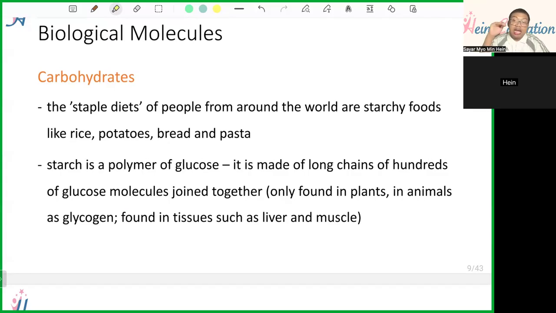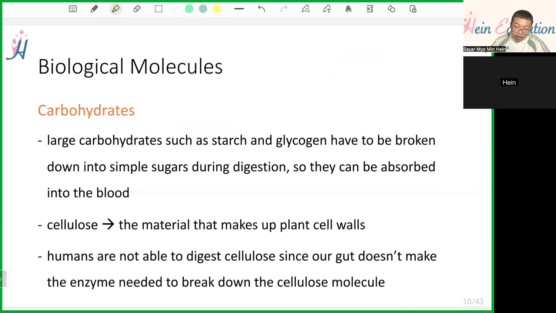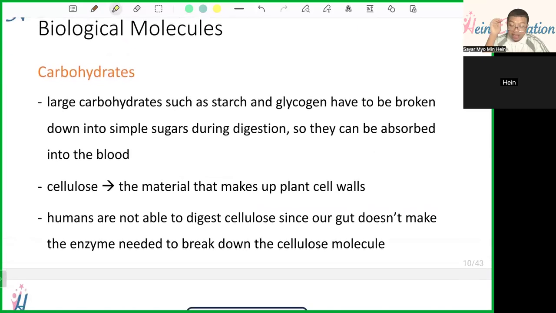Starch is found in plants, but in animals it is glycogen, which we can find in the liver and muscle cells of the animal. So these are some examples of different forms of carbohydrates. Large carbohydrates such as starch and glycogen have to be broken down into simple sugars during digestion so that they can be absorbed into the blood.